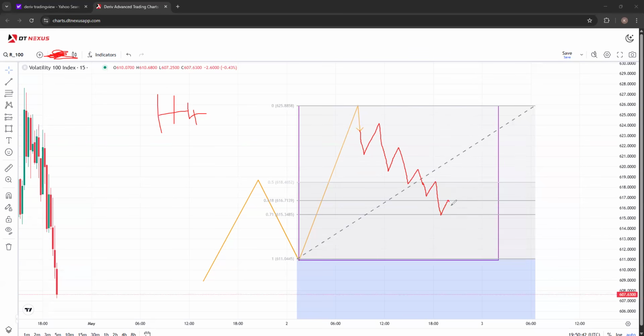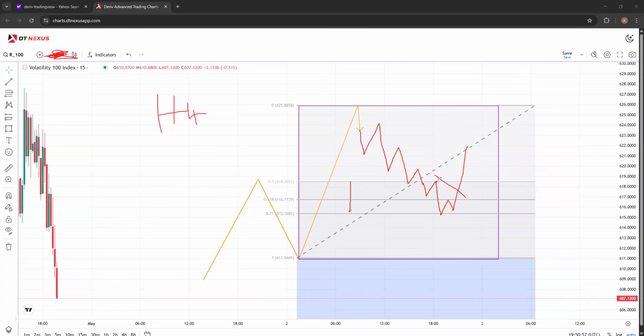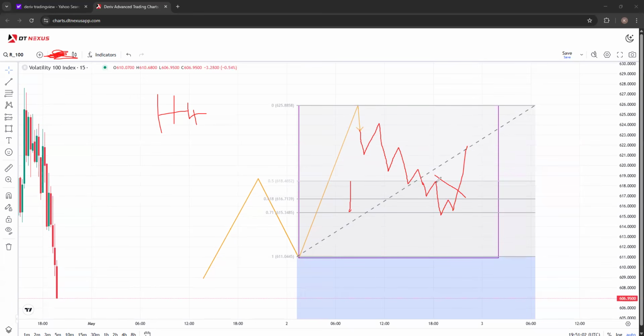Now, someone might ask, where exactly does the retracement happen? It can happen between these three levels, the 0.5, 0.61, and the 0.71. But now what's most important is, is there any change of character or break of structure at any of these particular three levels?